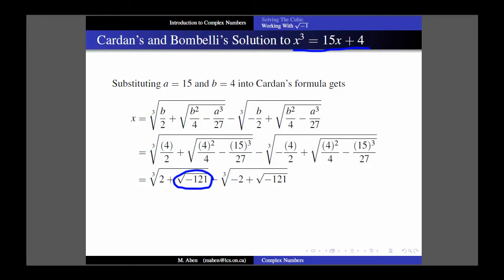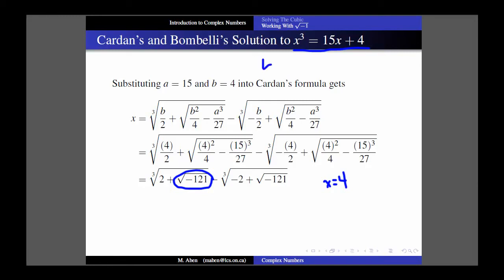Here's the issue, though. Cardan and his student, he had a student that was working with him on these as well, named Raphael Bombelli. And they already knew that x equals 4 is a solution to this particular equation. In fact, it's pretty easy to see that x equals 4 is a solution. We just have to go back up here and see that it works out.